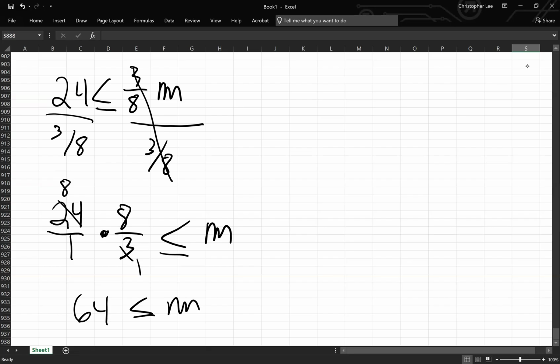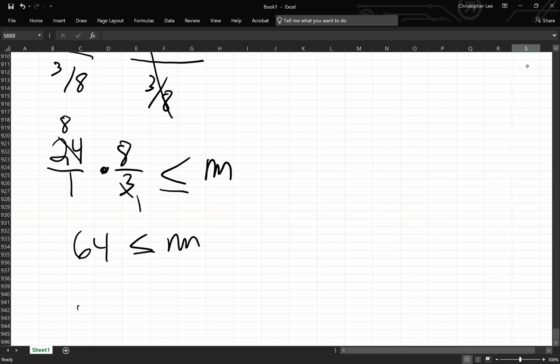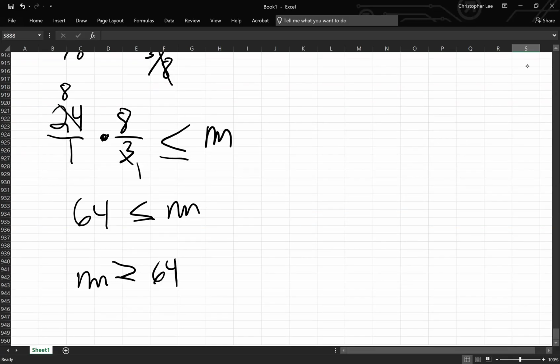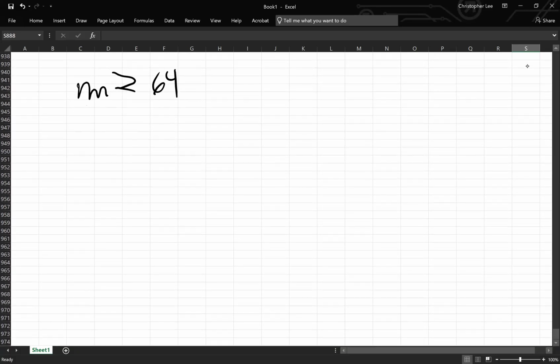And that's it. Now, personal preference, I like to read this backwards, right? So I'm going to flip this around. M is greater than or equal to 64, right? Call that a mirror image. After that, we're back to square one. I want you to graph it. Give me the interval notation. I keep saying inequality, but I mean to say interval notation. Sorry about that.